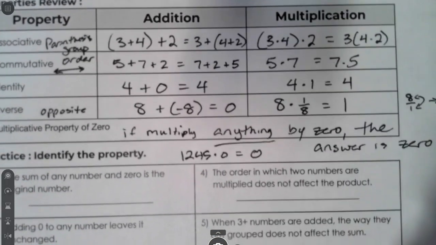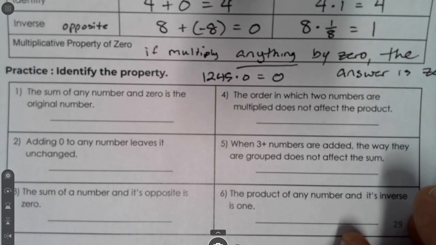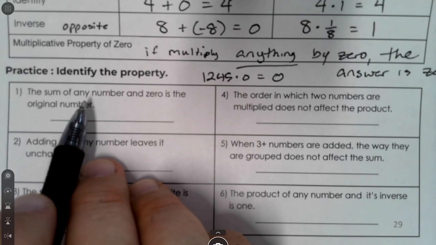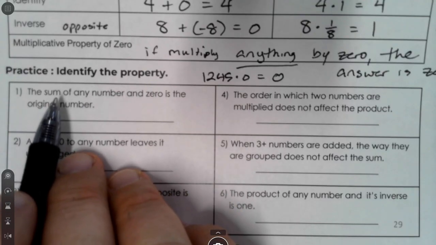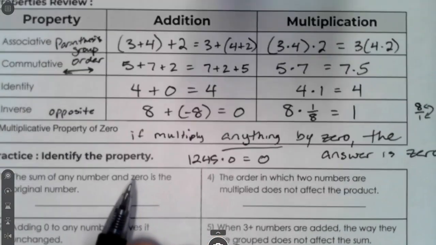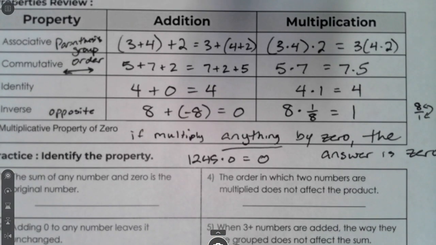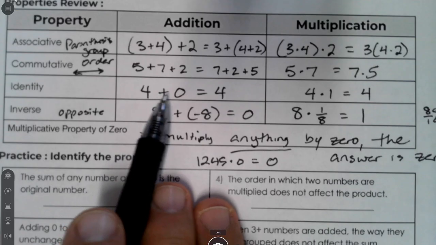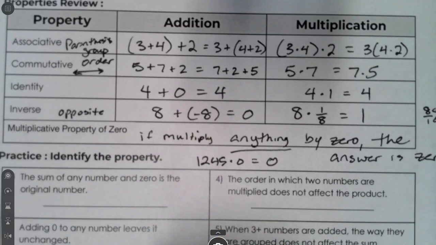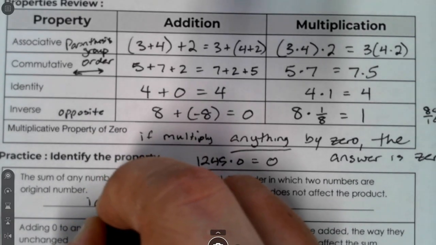And that's that. So let's look at these examples to see if we can figure out which properties they're talking about. Number 1 says the sum of any number and 0. So this is where our section 1 is helpful. Remember, the word sum means adding. So we're adding a number and 0. Look through here and see if you can find the spot where we're adding a number and 0, and the result is the original number. Well, that would be that right there. So it's the identity property that that's talking about.